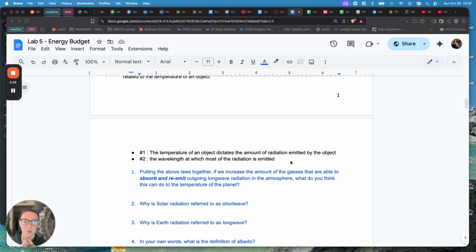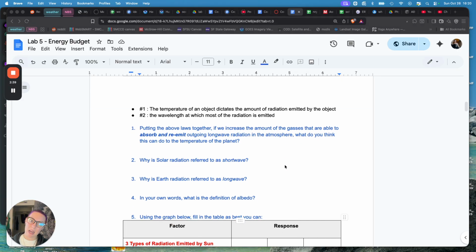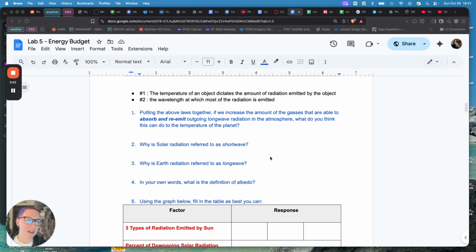When you put those two laws together, the idea here is: if we increase the amount of gases that are able to absorb and re-emit outgoing radiation, what's going to happen to the temperature of the planet? My analogy is, whatever shirt you're wearing right now, if you put 15 of those on, what's going to happen to your body temperature? So if you increase the amount of a gas in our atmosphere that traps outgoing radiation, what's going to potentially happen to the temperature of our planet? That's how you can think of greenhouse gases in our atmosphere. They're basically like the planet's blanket.